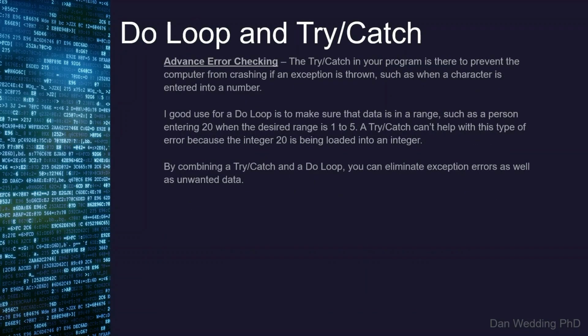The try-catch in your program is there to prevent the computer from crashing if an exception is thrown, such as when a character is entered into a number. A good use for a do loop is to make sure that data is in a range, such as a person entering 20 when the desired range is 1 to 5. A try-catch can't help with this type of error because the integer 20 is being loaded into an integer. By combining a try-catch and a do loop, you can eliminate exception errors as well as unwanted data.